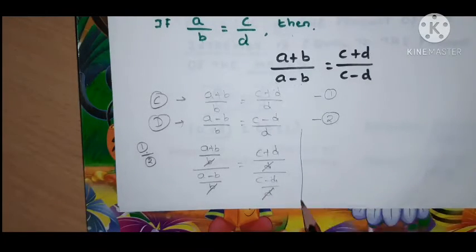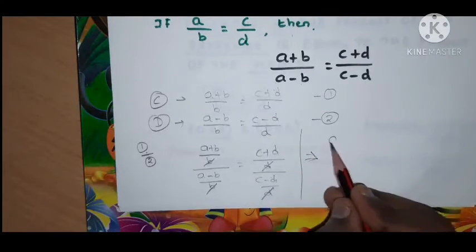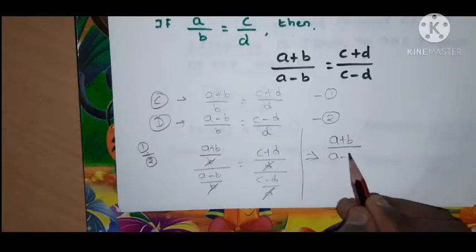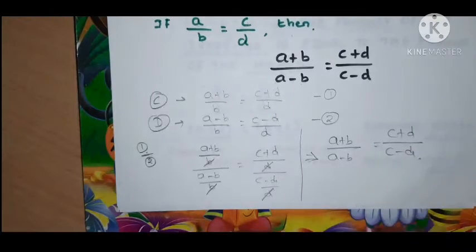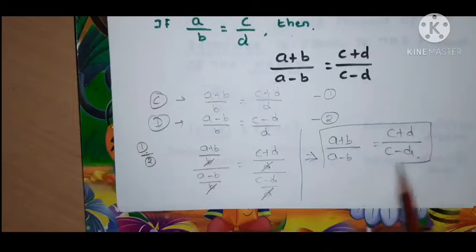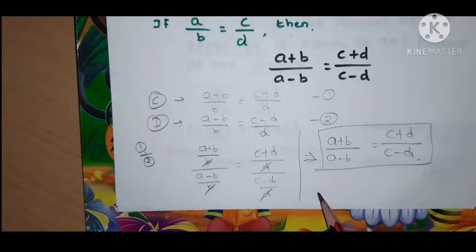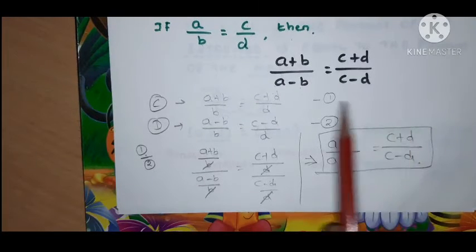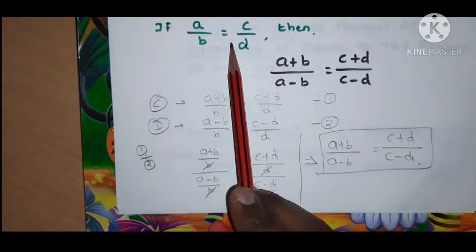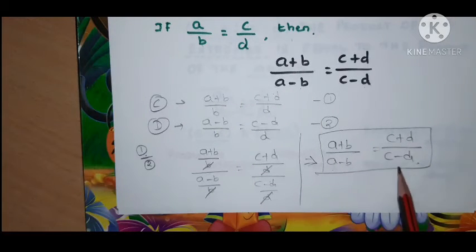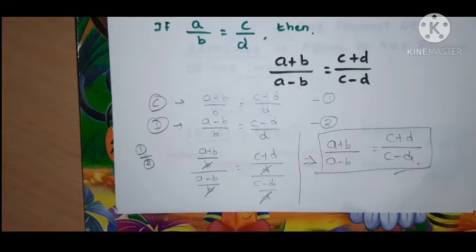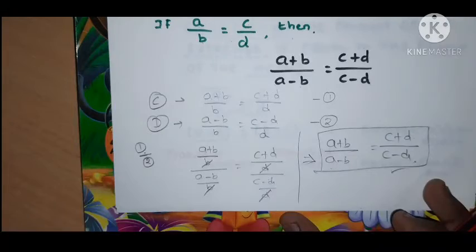Now this we can write in the new form called a plus b divided by a minus b, which is equal to c plus d divided by c minus d. This we are calling as Componendo and Dividendo property. So according to the Componendo and Dividendo property, if two ratios are in proportion, then a plus b divided by a minus b and c plus d divided by c minus d is also in proportion. Understand? I think you are able to understand this concept too.